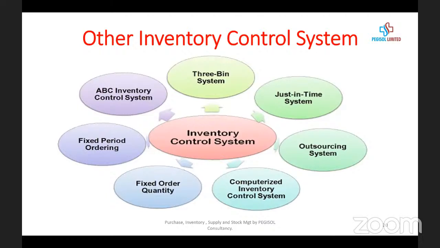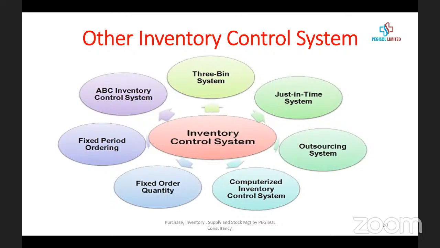Now, let's look at the other inventory control systems. Please, you can read this up. We have the ABC inventory control system. We have the 3 bin system. We have the just-in-time system. We have the outsourcing system. We have the computerized inventory control system. We have fixed order quantity. We have fixed period ordering. I'll just explain a few for you. Please try and read them up.